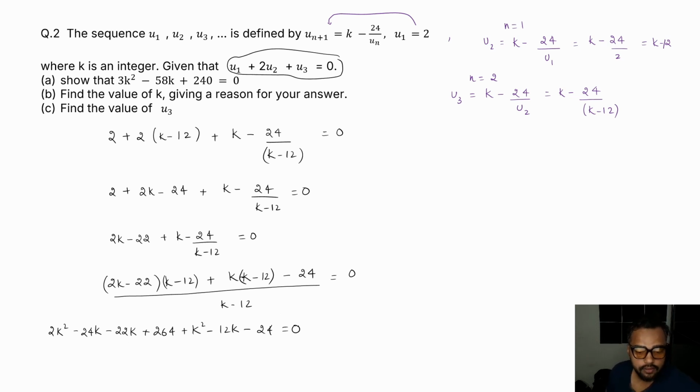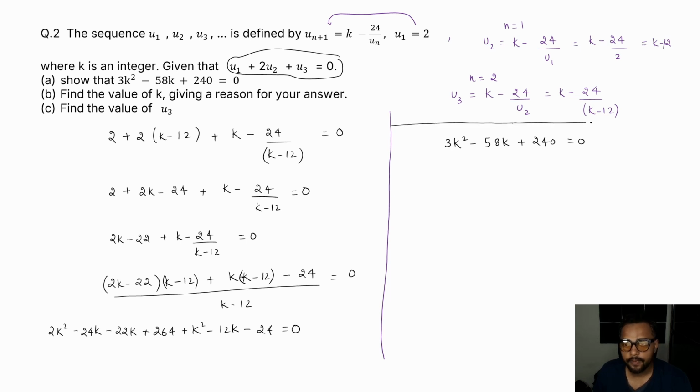Now we will collect the terms having the same coefficients. So what we are getting as the final equation here, student, is 3k square minus 58k plus 240 equals 0, which they have given in the question. So this was the relation which they were asking for. Now in the question they have told us to find the value of k, giving a reason for your answer.